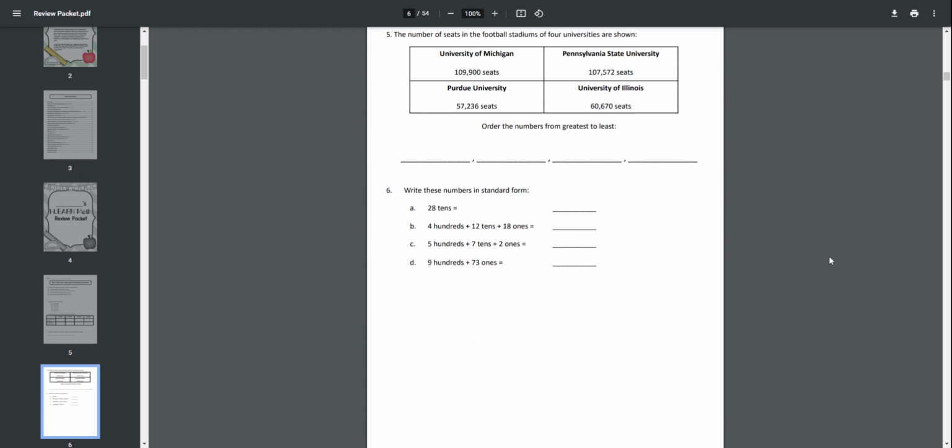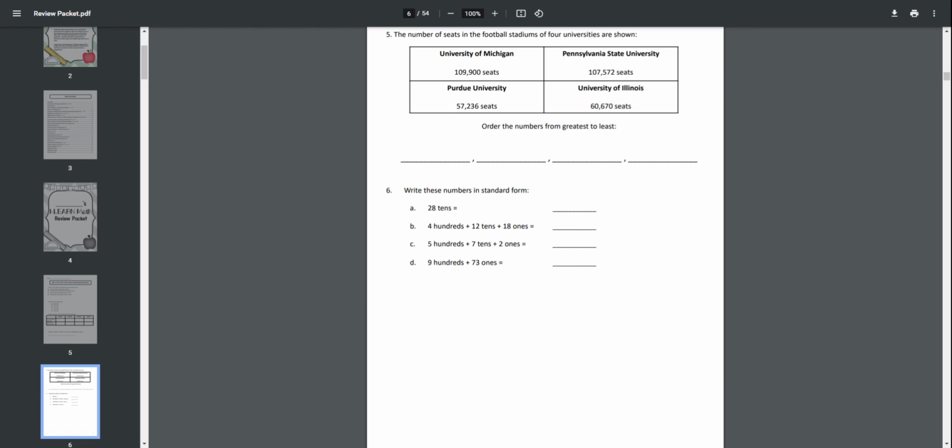Number 5, the number of seats in the football stadiums of 4 universities are shown. University of Michigan, 109,900 seats. Pennsylvania State University, 107,572 seats. Purdue University, 57,236 seats. And University of Illinois, 60,670 seats. We want you to put those 4 numbers in order from greatest to least. So the biggest number to the smallest number.